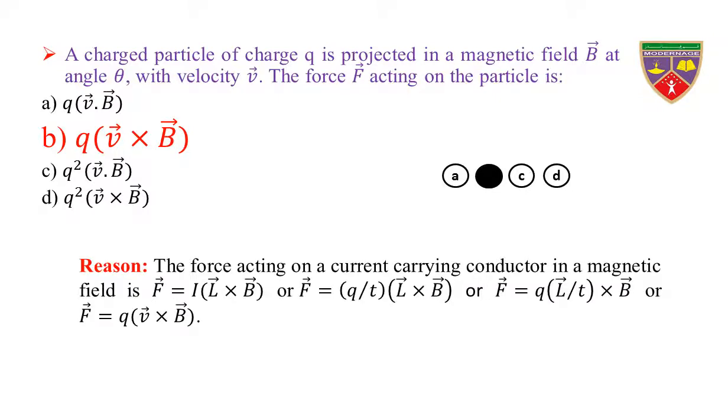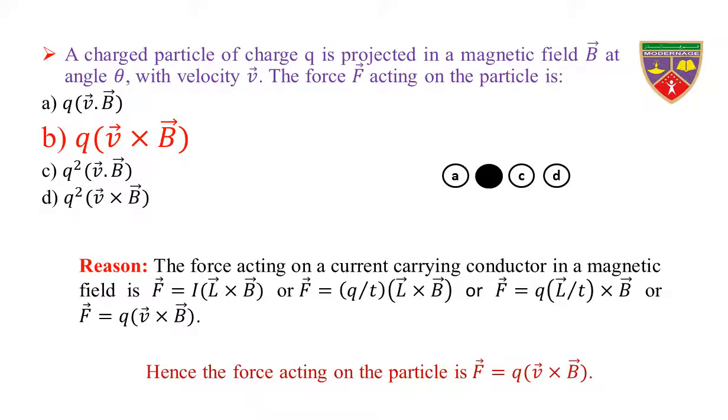Reason: the force acting on a current carrying conductor in a magnetic field is F is equal to I into L vector cross B vector, or F is equal to Q divided by T into L vector cross B vector, where Q divided by T is equal to the current, or F is equal to Q into L divided by T into B, or F is equal to Q into V cross B. Hence, the force acting on the particle is F is equal to Q into V cross B.